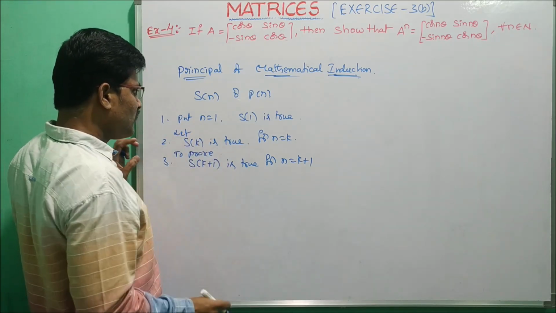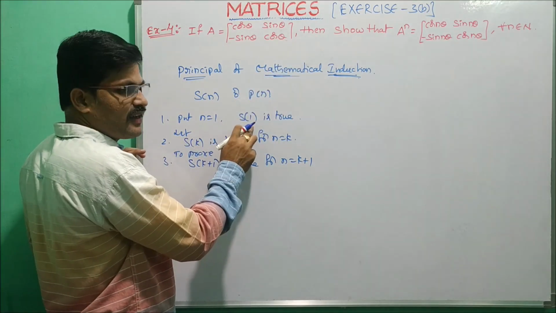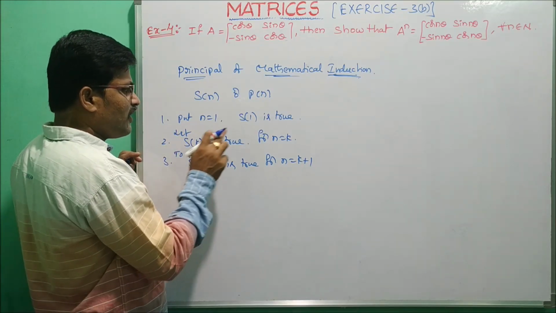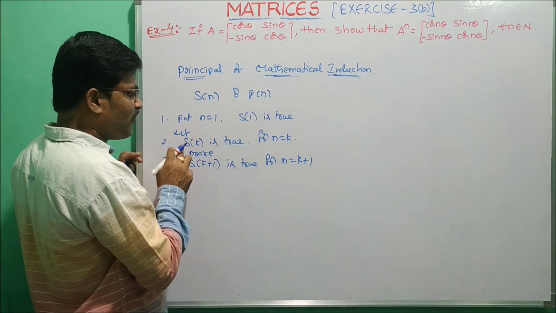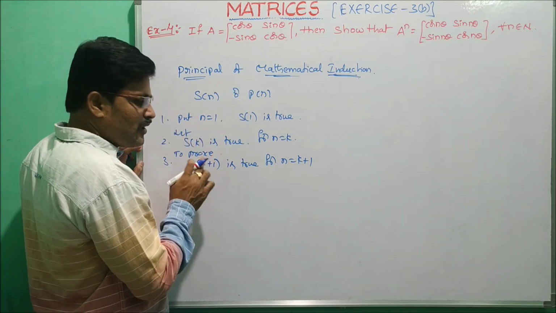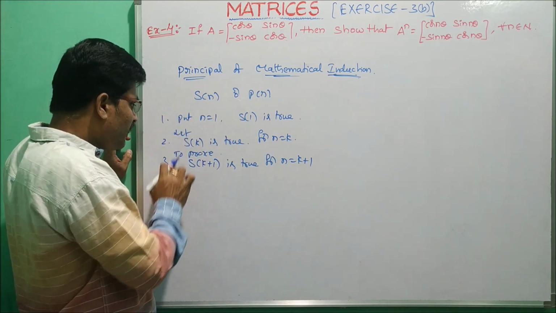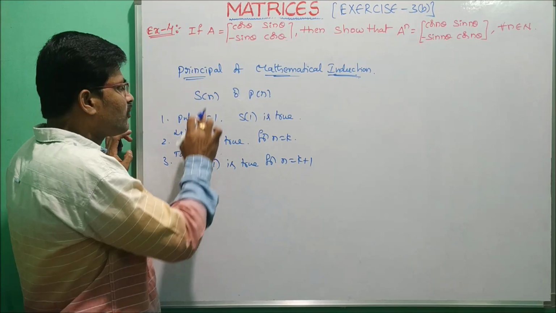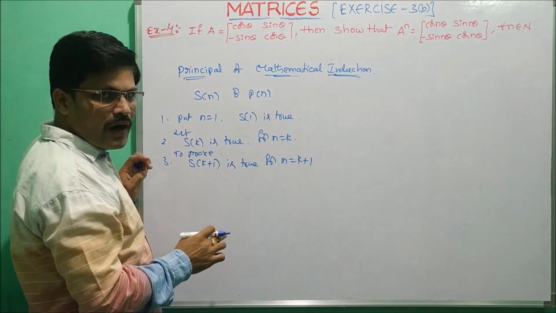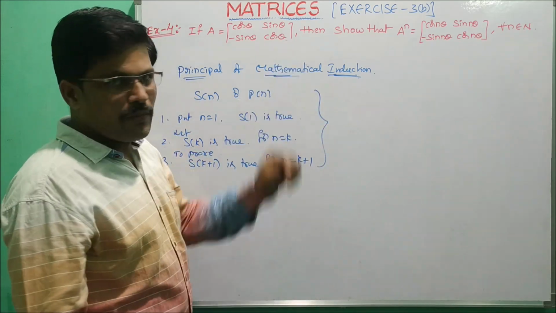Now put n equals to 1; then the given statement is true for n equals to 1, that is, S of 1 is true. In the second step, let the given statement be true for n equal to k, that means let S of k be true. Similarly, we prove that S of k plus 1 is true for n equals to k plus 1. Using these three conditions, with the given statement S of n or P of n, we solve the problems.